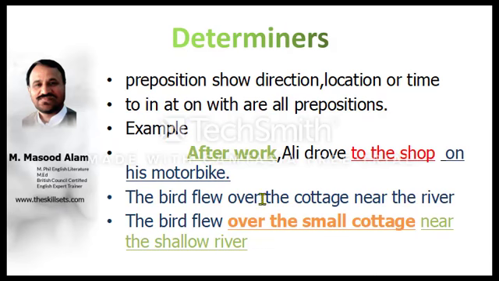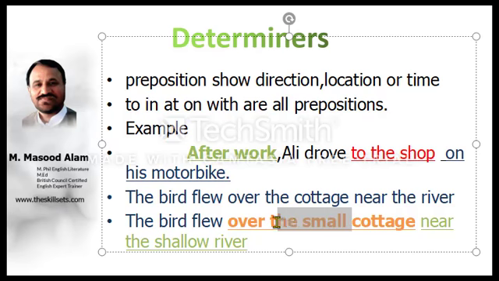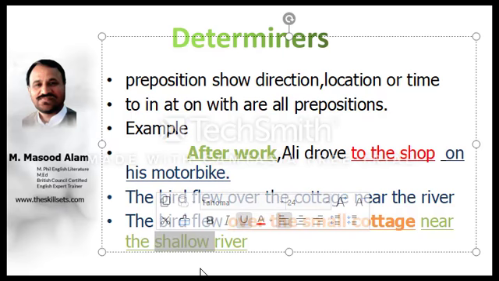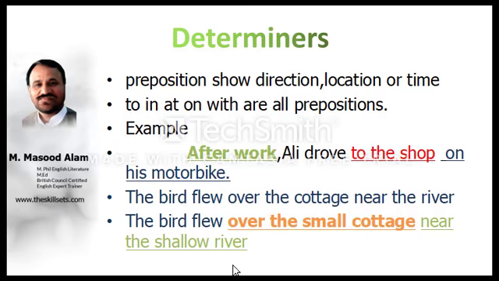The bird flew over the small cottage near the shallow river. The words small and shallow have been included in this sentence before the nouns cottage and river. These are the two words, and if you put your mind towards these two things, small and shallow, they both are adjectives. Now, the cottage is basically the object of the preposition.